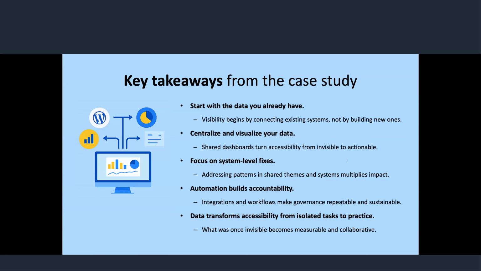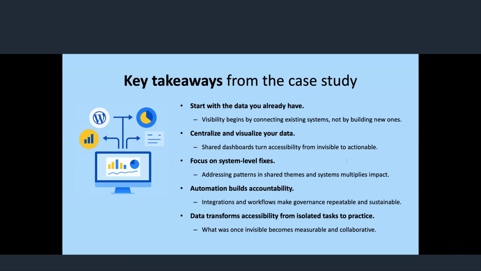So whether you build your own system like we did, or you use open source tools like Cornell's, the principle is the same. Collect data you already have, connect it, and make it visible. Once accessibility data is visible, you can prioritize, act, and track progress. And that's what turns accessibility from an isolated task to a shared governance system.